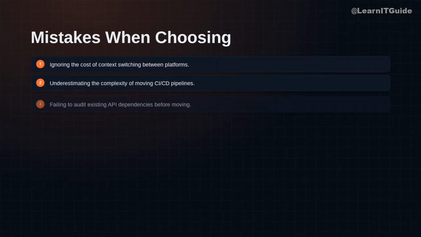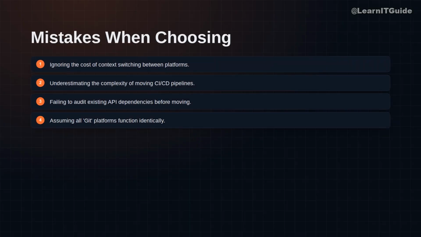What are the common mistakes? First, ignoring the cost of context switching. If your code is in one place and your tickets are in another, you will lose velocity. Second, underestimating pipeline migration. Moving from GitHub Actions to Bitbucket pipelines is not just a copy-paste job. Third, failing to audit API dependencies. If you have custom scripts calling the API, they will break. Finally, assuming all Git platforms are identical. They are not. Each has unique features that your team might be accidentally relying on.